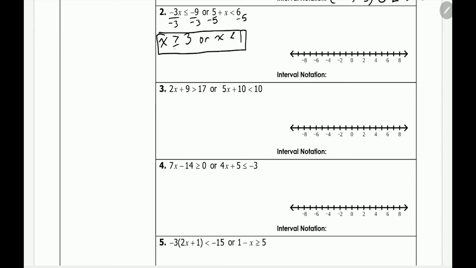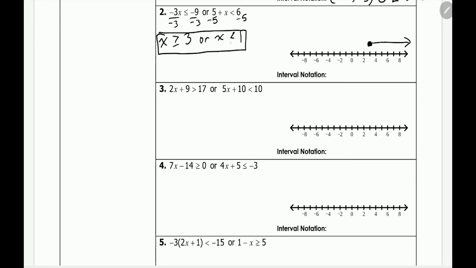We have x is greater than or equal to 3. So we go to 3. Since it's greater than or equal to, we have a closed circle. Then, where are the numbers that are greater than 3? Well, that's to the right, so we're going to draw an arrow to the right. We're done with the first one.